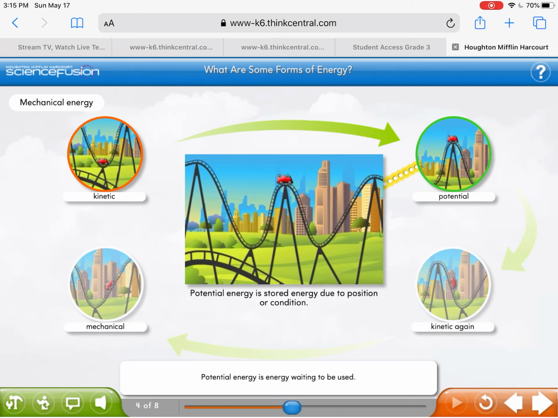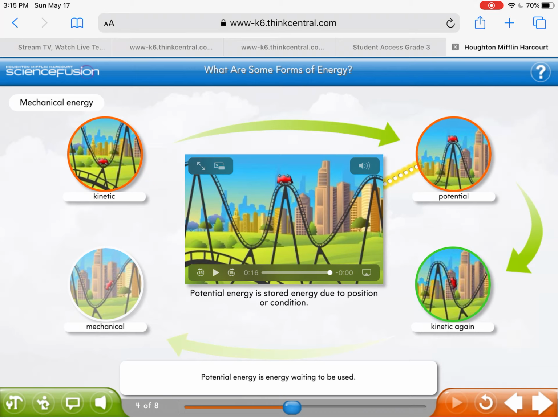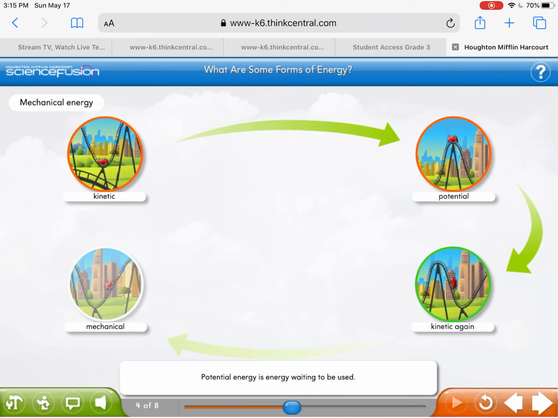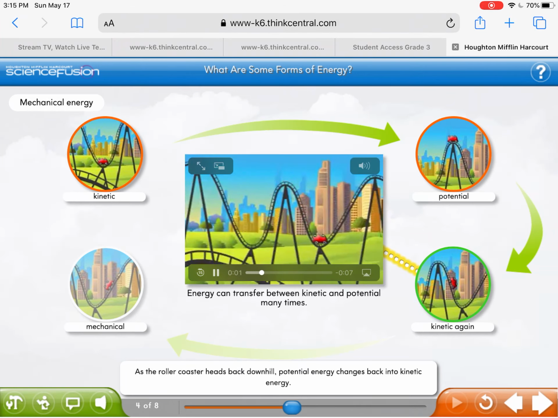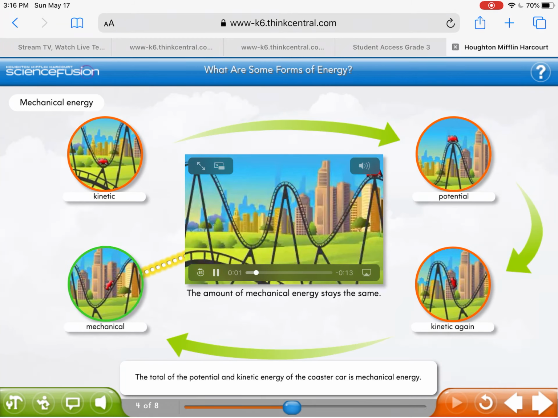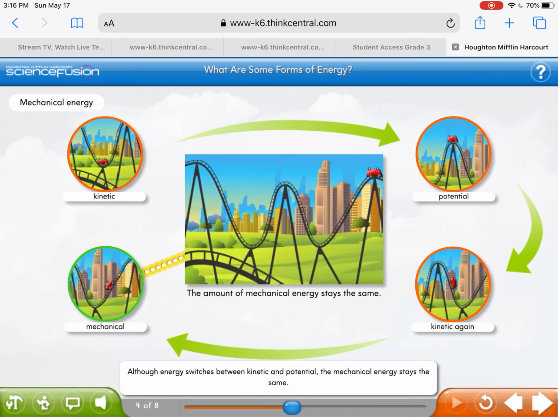Potential energy is energy waiting to be used. So it's at the top of here, and it's not using the energy. It's storing up the energy that it used when it went up. And now when it goes back down, as the roller coaster heads back downhill, potential energy changes back into kinetic energy. It uses that built up energy to speed up as it goes down the hill. The total of the potential and kinetic energy of the coaster car is mechanical energy. Although energy switches between kinetic and potential, the mechanical energy stays the same.